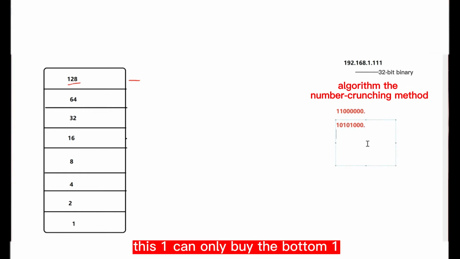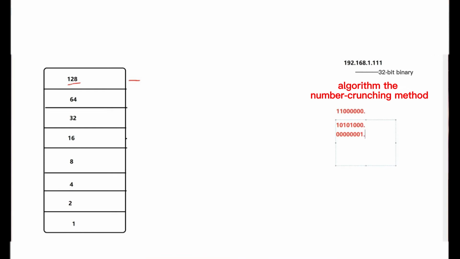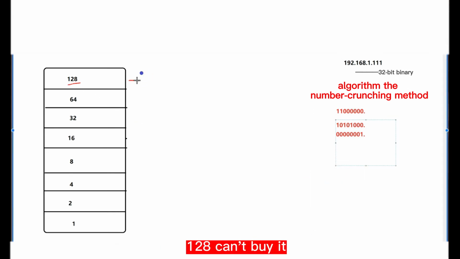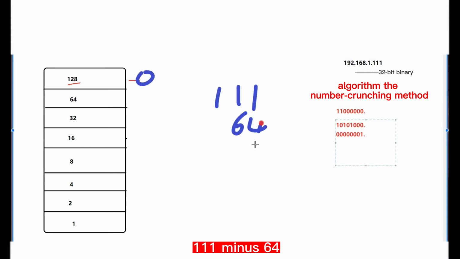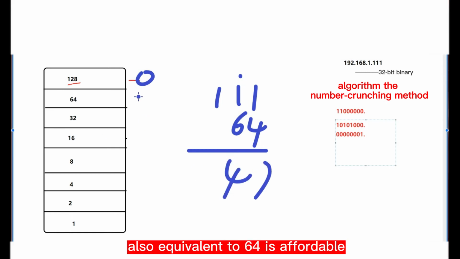This one can only buy the bottom one. Then there are 7 zeros in front. We look at the last one, 111. First of all, 128 can't buy it. Value is 0. 111 minus 64 equals 47. So 64 is affordable.